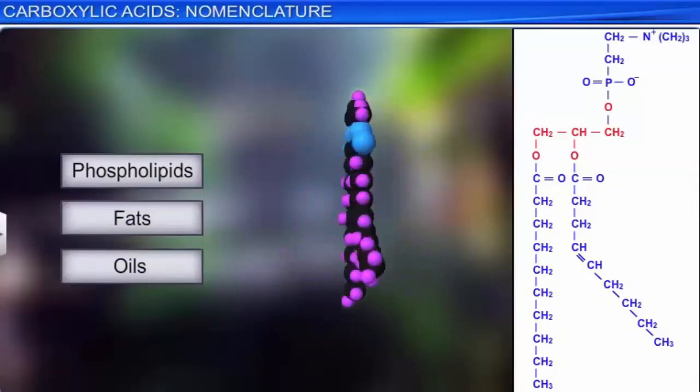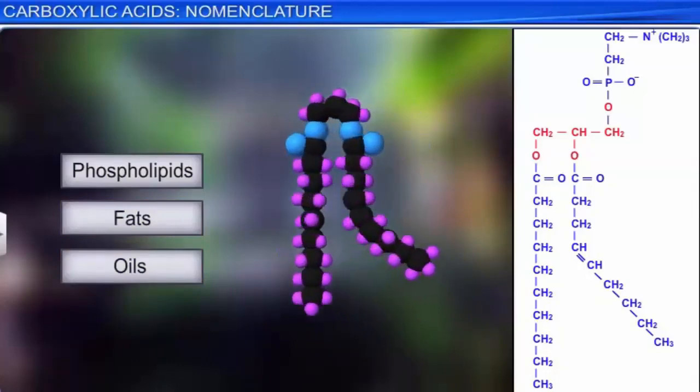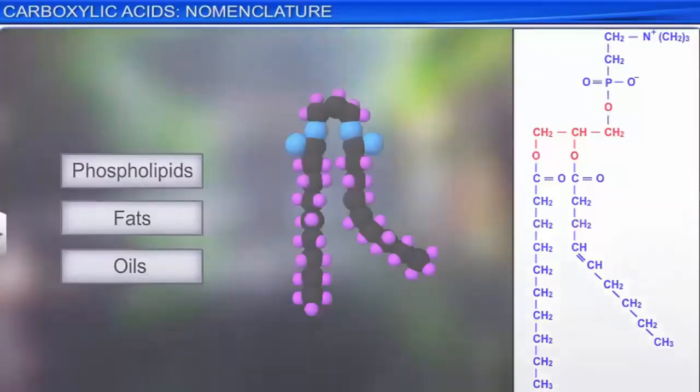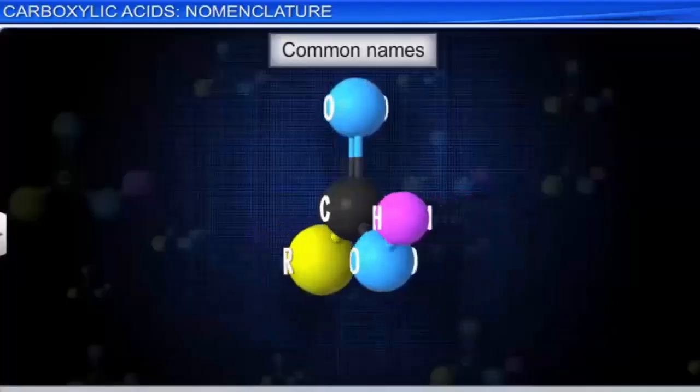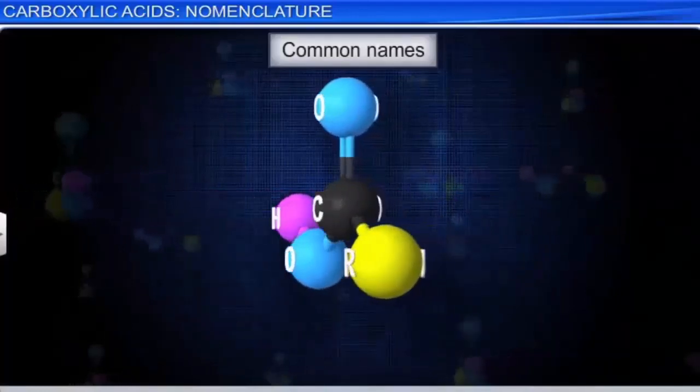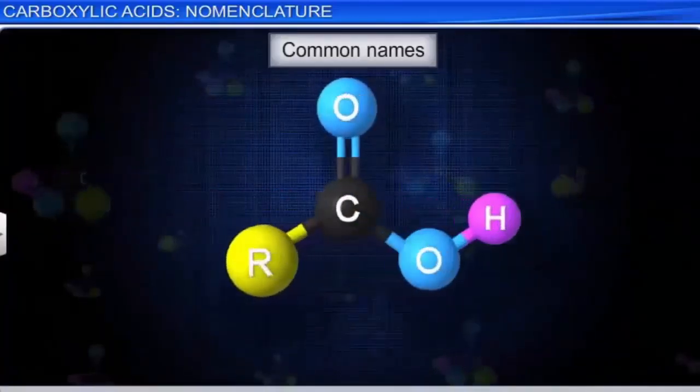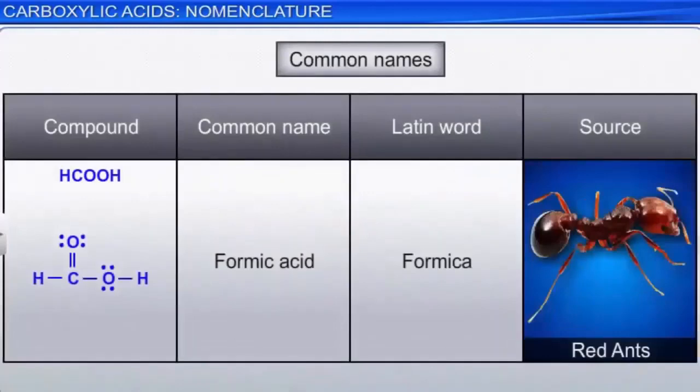Aliphatic carboxylic acids have been known for a long time. A large number of them are known by their common names that refer to their sources rather than to their chemical structures. The common names for carboxylic acids are usually derived from Latin or Greek words that indicate the original source of the individual acid. All common names of these acids end with ic acid.